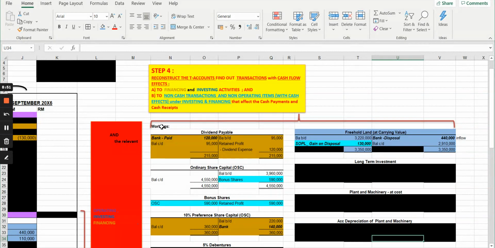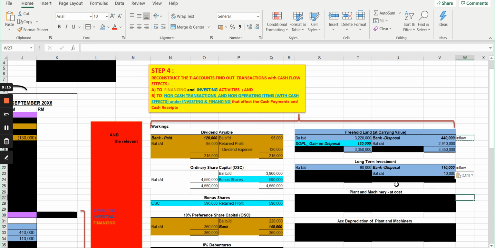So what you can do is set up your investment account. Put the balance at the beginning, put the balance at the end, and put the proceeds that you receive. Debit bank, you are given that in the additional information just now, 110. And again, this is your inflow under your investing activities. And this is the total.